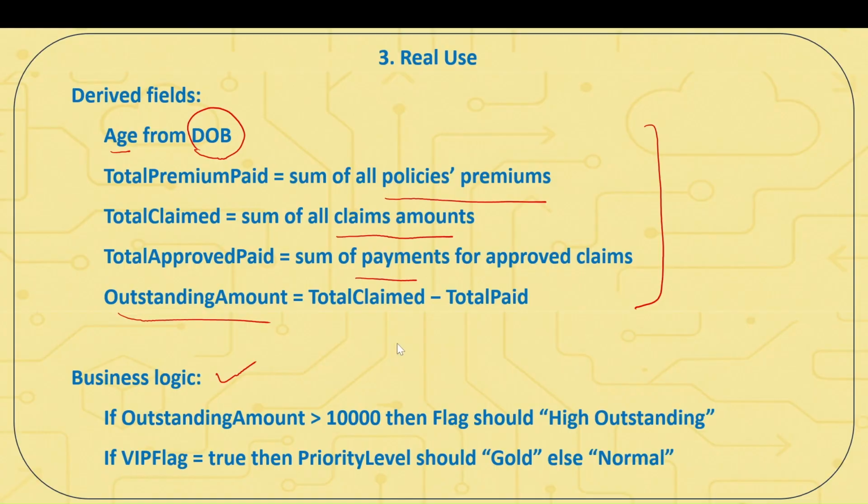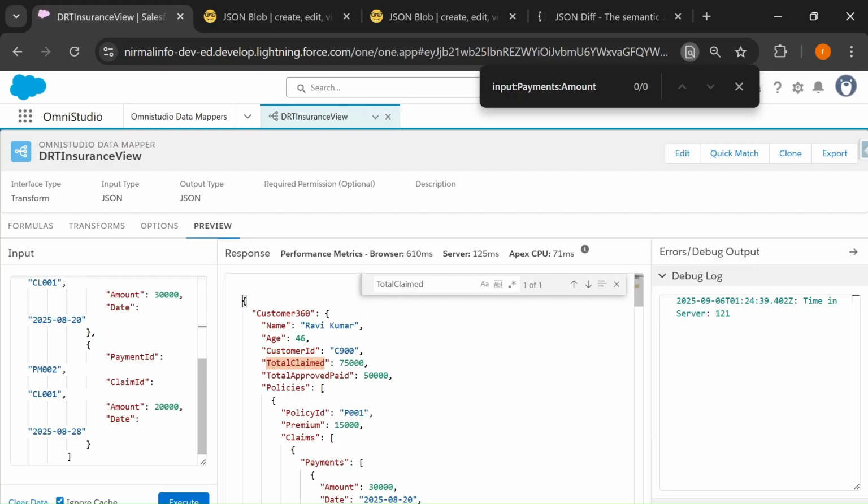So this way you can add all the fields. If you want, you can add this outstanding amount as well. From where is this amount coming? Total claim we already know, minus total paid, that we already did. This total paid means what? Total approved paid. This is a typo here. Instead of total paid, there should be total approved paid. So we can use these two existing formula outputs, total claim minus total approved, to get the outstanding amount.